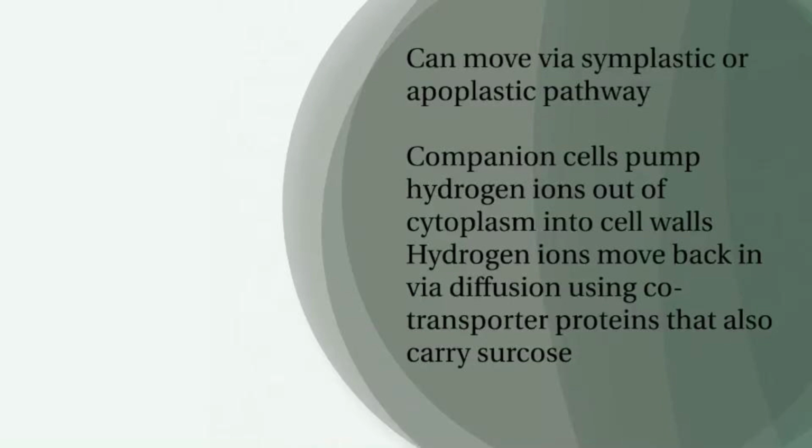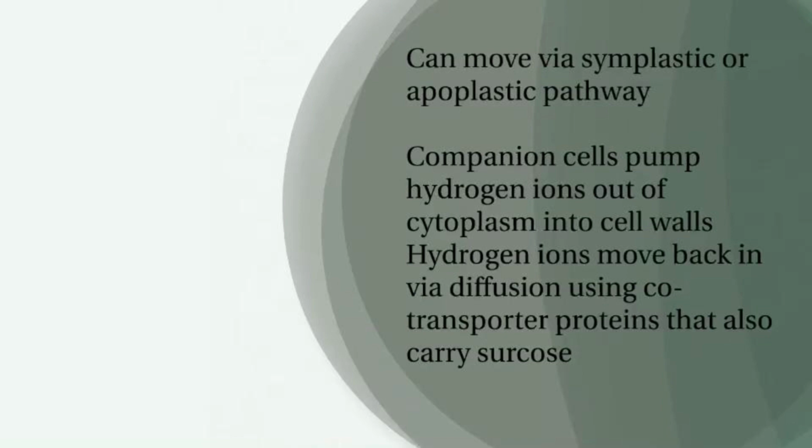So it's important to say that the way that sucrose or any other assimilates travels into the sieve tube is not fully understood, but it's thought that they can move via the symplastic pathway or the apoplastic pathway. So via the symplastic pathway, that is a passive process as the sucrose moves via diffusion. But the apoplastic pathway, which is through the cell walls, is an active process. So we're now going to talk about how sucrose moves via the apoplastic pathway.